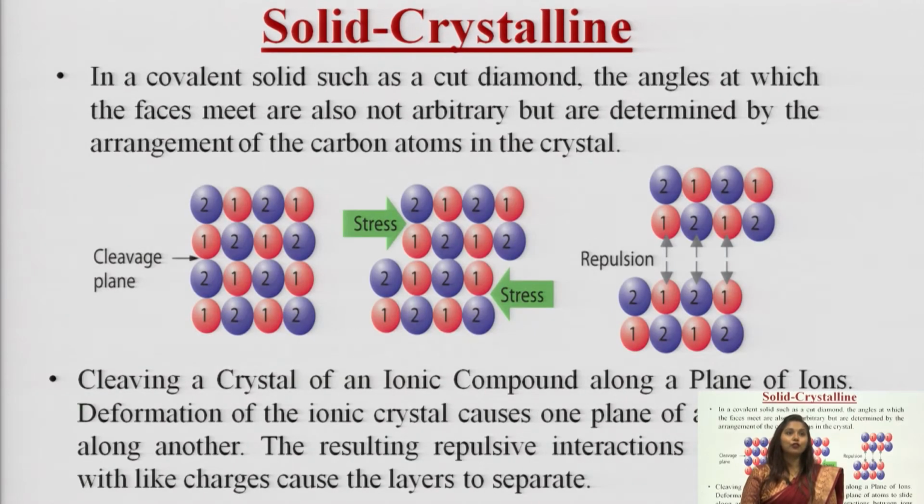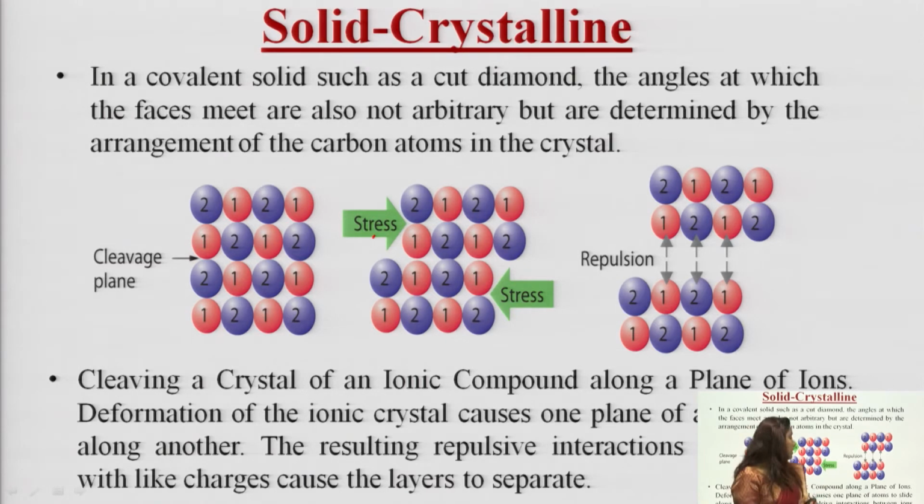Okay. So, moving to the next, we have a covalent solid such as cut diamond. Okay, the angles at which the faces meet are also not arbitrary but can be determined by the arrangement of the carbon atoms in the crystal. So, here you can say this is the cleavage plane. Here atoms or molecules are arranged. If we apply stress from both directions, stress is applied from here and also from here, then repulsion takes place, and the molecules get segregated, they get distributed.